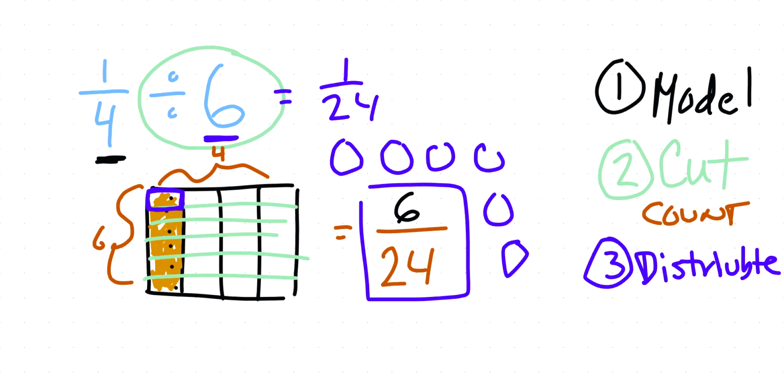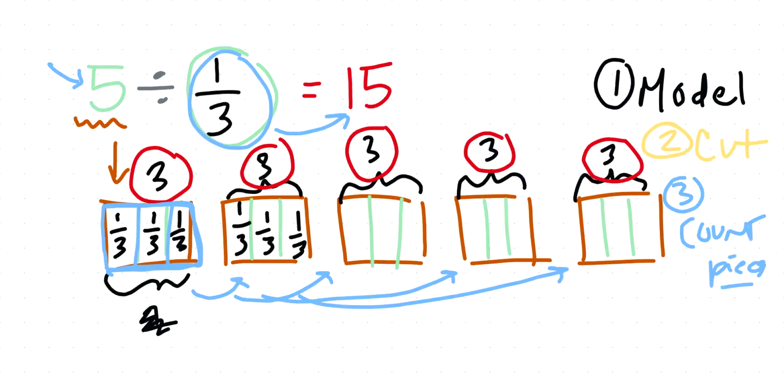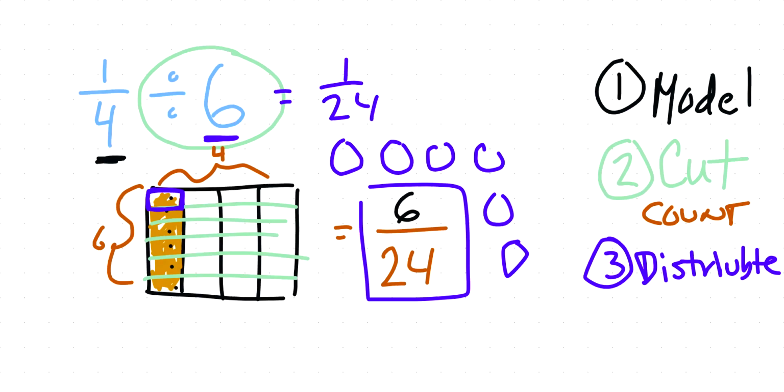Which goes back to another idea of what we've noticed with patterns. When we take a fraction and divide it by a whole number, we'll end up with a fraction as an answer. So we go back here: a whole number divided by a fraction will get me a whole number. A fraction divided by a whole number will get me a fraction. That's an important thing to keep in mind with reasonability and making sense of a story problem.